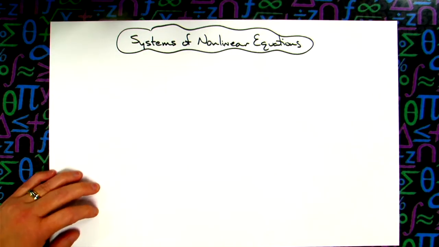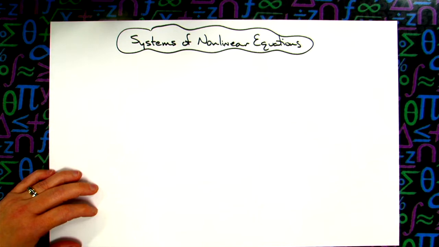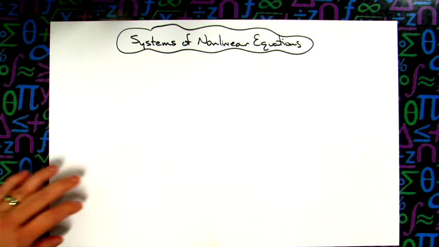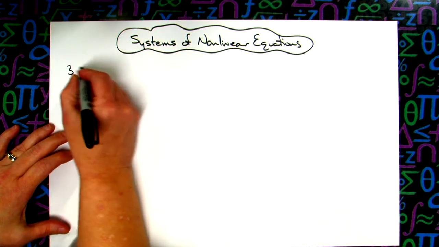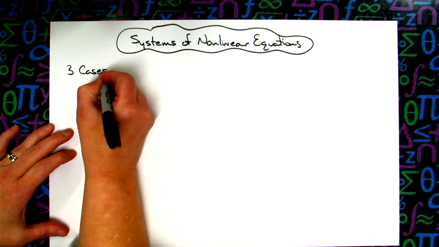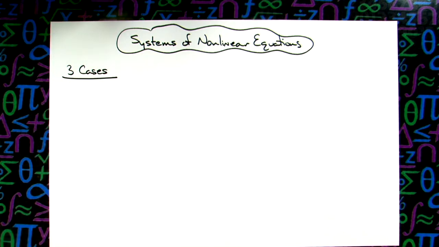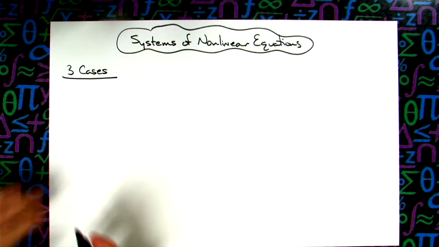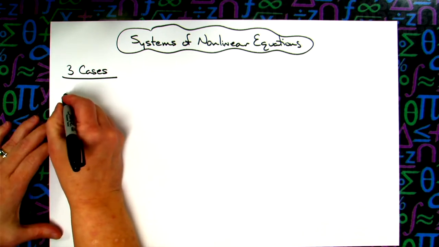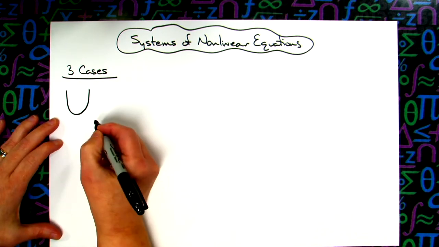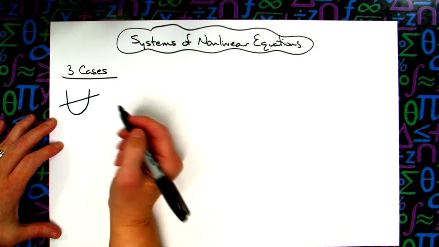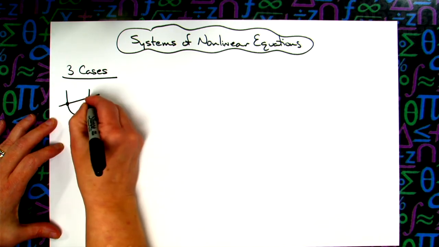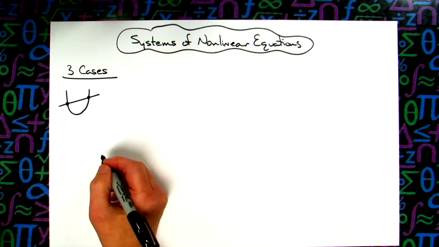In this video, we're going to take a look at an example of systems of nonlinear equations and how you would go about solving those algebraically. Now, we're basically going to have three cases when we deal with, say, a linear equation and a parabola. So if our parabola happened to be an upright parabola and our linear equation crossed it as such, the points of intersection are the solutions to that system.